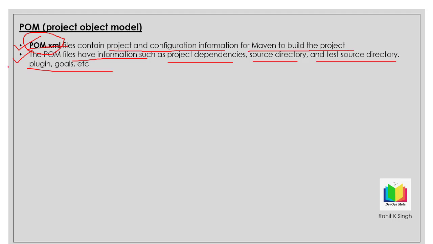Goals is basically what artifact you want to create, whether you want to create a jar file, a war file, or an EAR file. That goal will be mentioned inside your pom.xml file. Okay, let me show you how the pom.xml file looks.